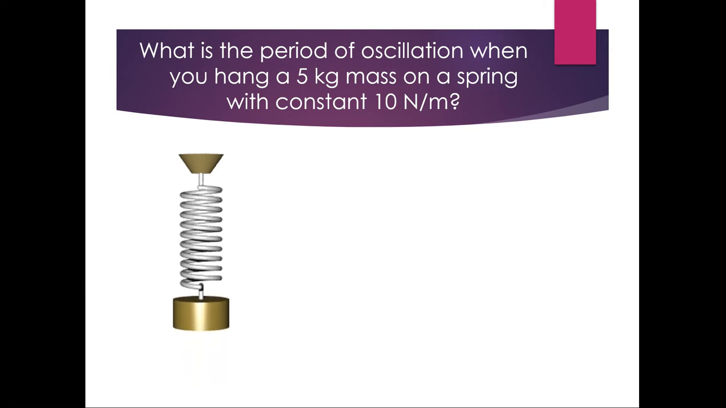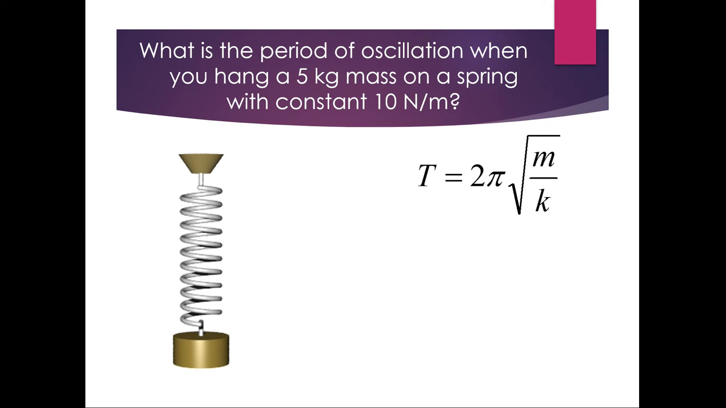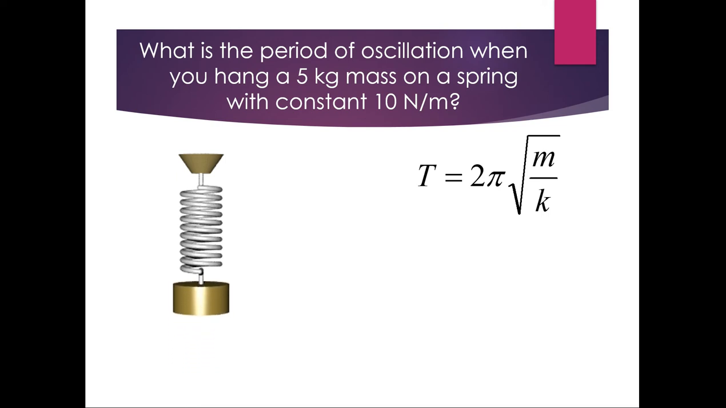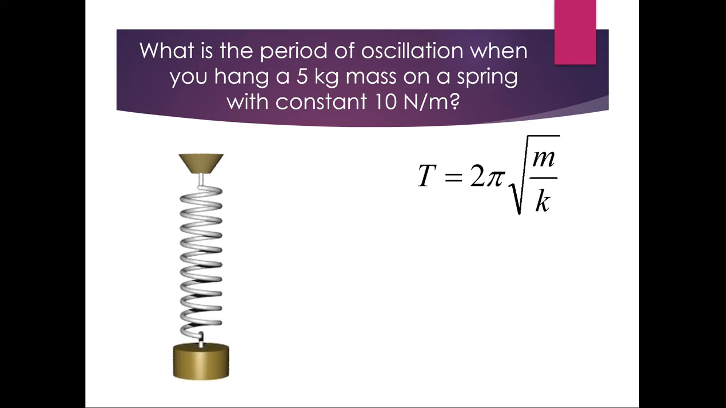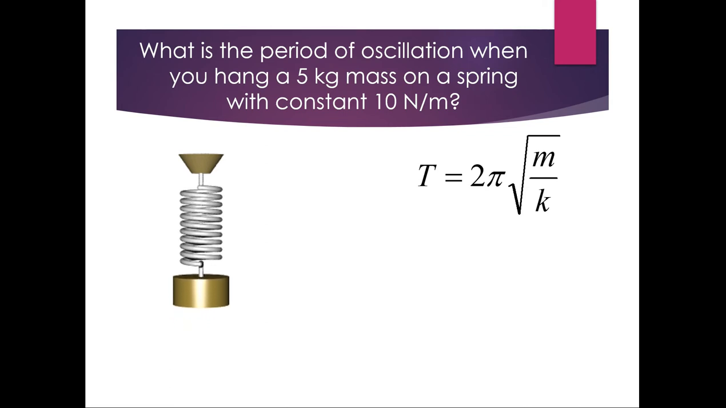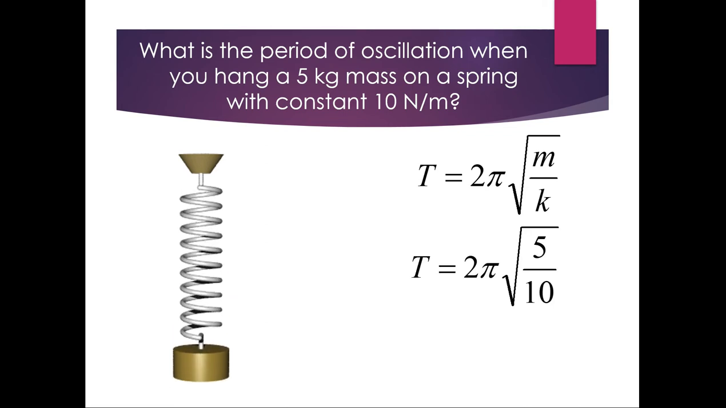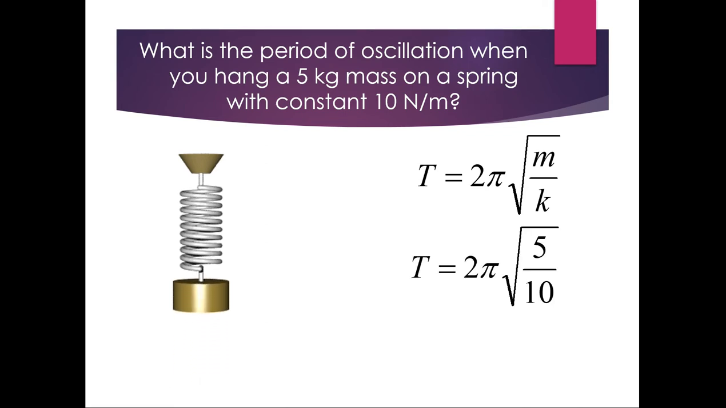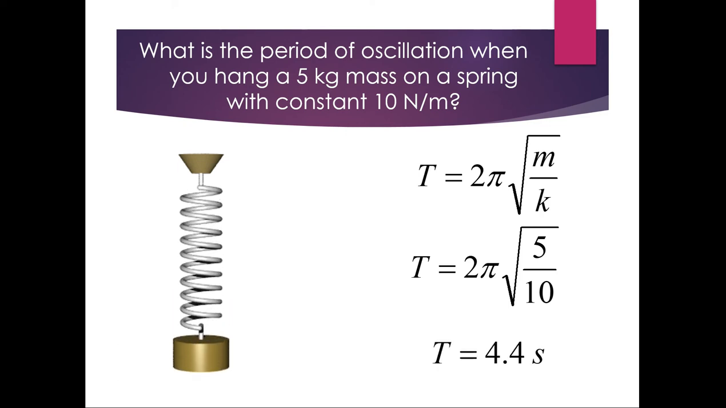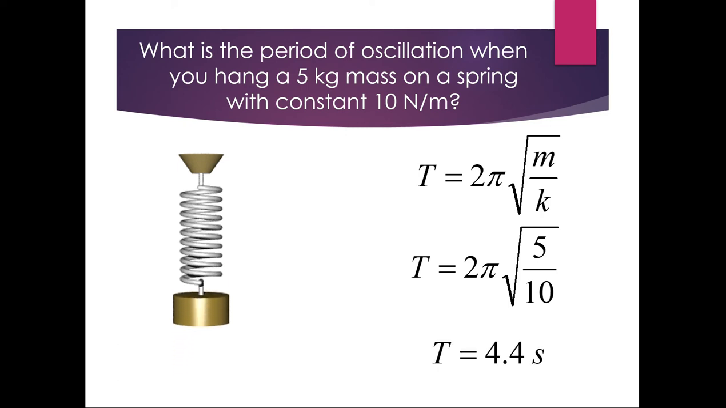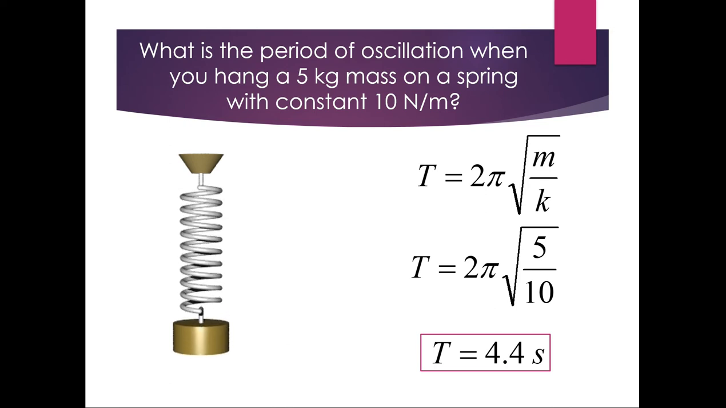So we have the equation T equals 2 pi square root m over k. We can plug in everything that we know, which is just m and k. We know that the mass is 5, and we know that the spring constant is 10. Multiplying it all together, we get that T will be equal to 4.4 seconds.